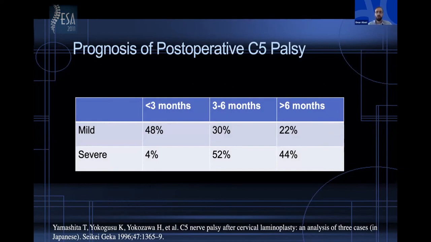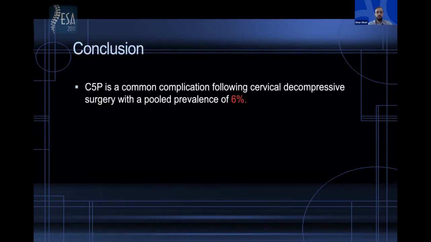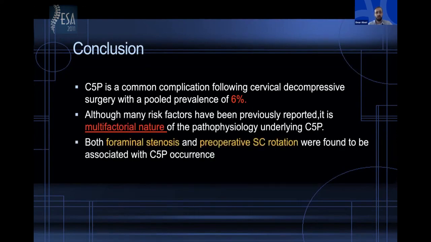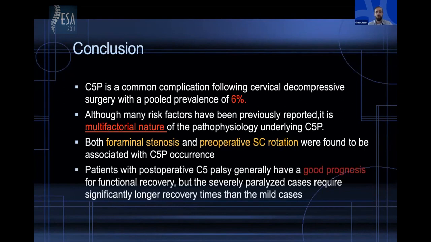So in conclusion, C5 palsy is a common complication following cervical decompression surgery with a pooled prevalence of 6%. Although many risk factors have been previously reported, it's multifactorial in nature. But the most interesting one is that both foraminal stenosis and preoperative spinal cord rotation were found to be associated with C5 palsy. Patients with C5 palsy usually have a good prognosis, but patients with severe C5 palsy have a longer recovery time than mild cases.